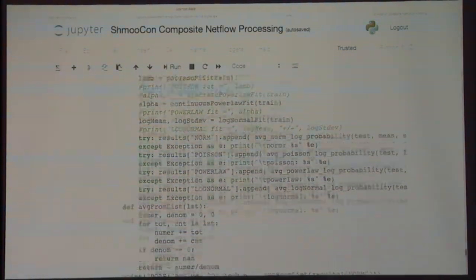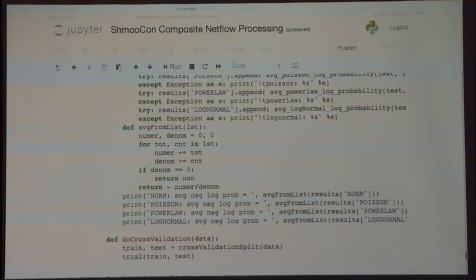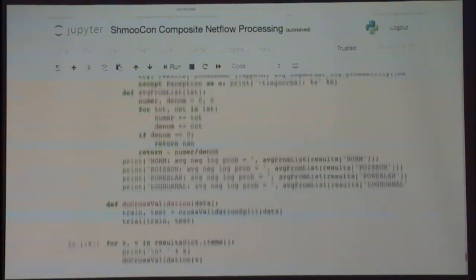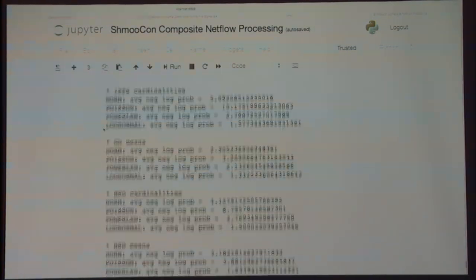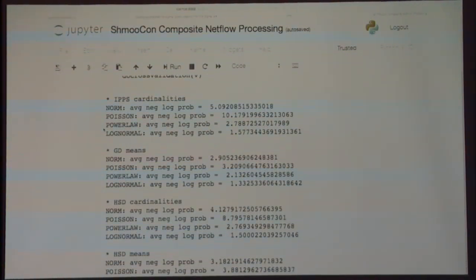For each of the distributions, we trained on it and then tested it for various things we measured. And the numbers here are the average negative log probability for the test data given training on the training data. Now for the Gaussian distribution, that's about 5, which, if you think of it in terms of a distance in probability space, is not a very good fit. Whereas the best we did was the log normal distribution, which is a much smaller number.